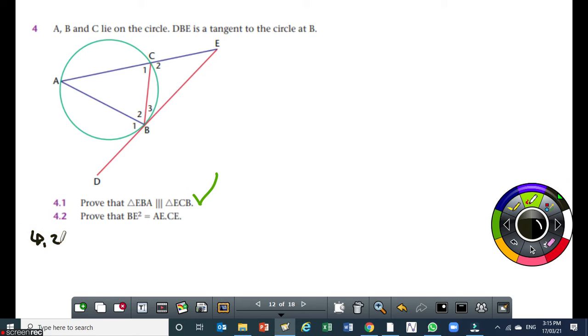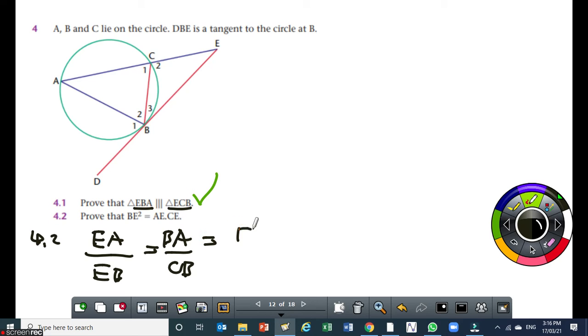So here, from the names of the triangles, I can say EA over EB is going to be equal to BA over CB. So I say EA and EB, then I'm going to have EB over EC. Why is this true? It's because of similar triangles.